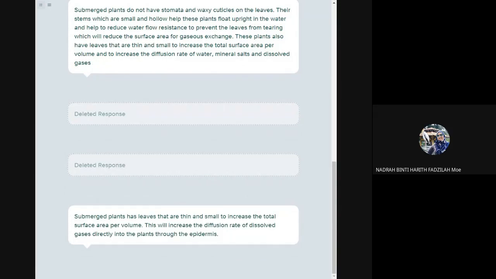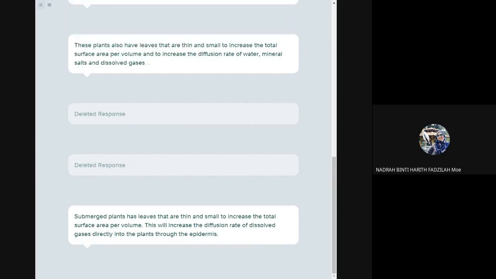So, kalau kamu cerita, saya sebut lagi sekali, karakteristik dia thin and small leaves. Ada dua function of having thin and small leaf. Nombor satu, increase total surface area for exchange of gases and transport of minerals. Function nombor dua of having small and thin leaf is to reduce water resistance that prevents the leaf from tearing, which will reduce the surface area for gaseous exchange.